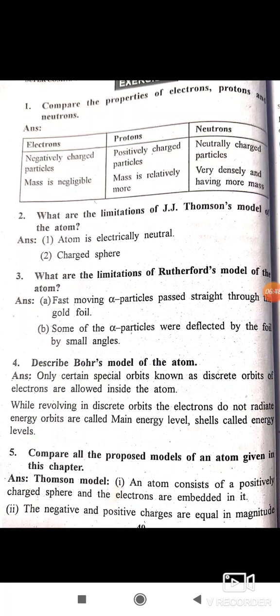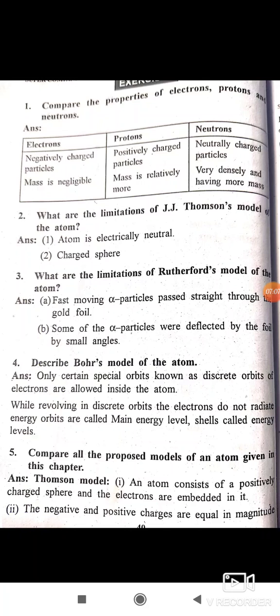So what are the limitations of Rutherford's model of the atom? So fast moving alpha particles passed straight through the gold foil. Some of the alpha particles were deflected by the foil by small changes.